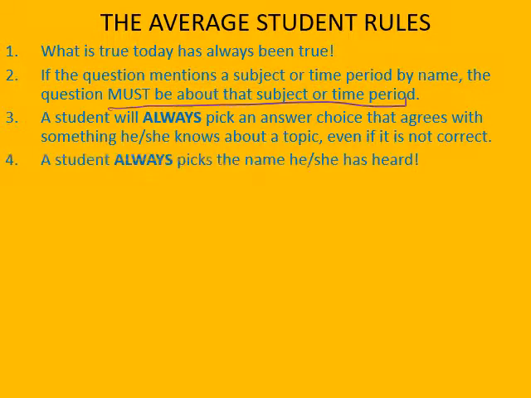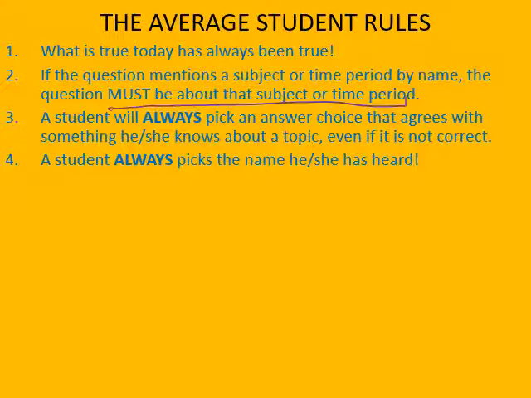Another big mistake people make is they always pick a familiar name. Just because it's a name you know does not mean that it's the right answer. Okay? So be very careful about that. Just because you know the name and you say, well, I've heard Abraham Lincoln before and this question's from the 1850s, and it's about abolition, so it must be him. No, that's not necessarily the case.